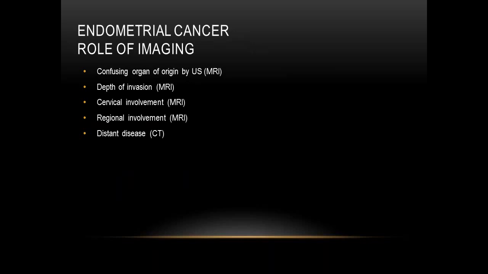Okay. Why do we image for endometrial cancer? Sometimes there's confusion. Where is this mass coming from? Is it coming from the cervix, endocervical canal, or the endometrium? We look at MRI to make a prediction of the depth of invasion. We look to see if there's cervical involvement. We look to see if there's regional involvement. If we suspect that it's a severe advanced case, we may consider doing a CT or a PET-CT to look for distant disease.